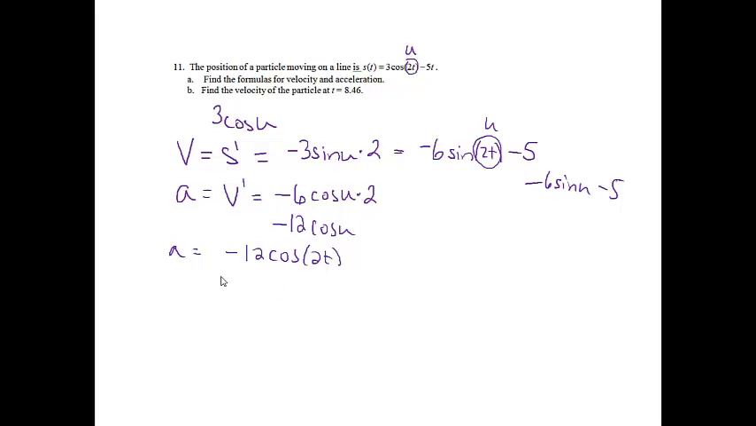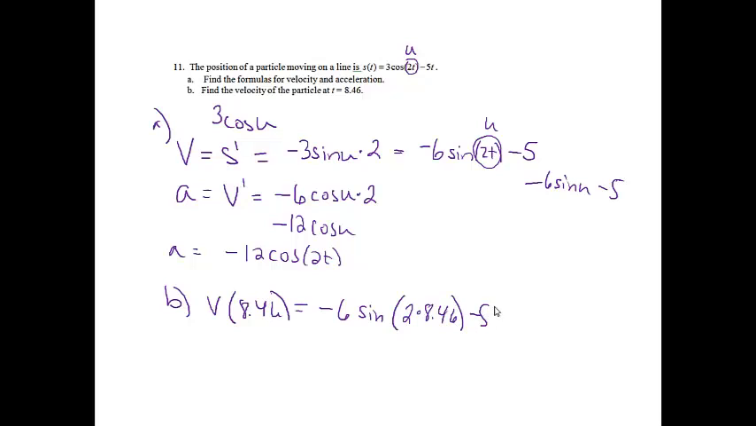So I've answered part A, and then from here, part B: find the velocity of the particle at t equals 8.46. I already have a formula for the velocity. So if I want the velocity at 8.46, I'm going to go to my velocity formula, negative 6 sine, and here I'll have 2 times 8.46, minus 5. I will make sure that I'm in radians when I'm doing this problem, and it should turn out to be 0.618 if you do it correctly.